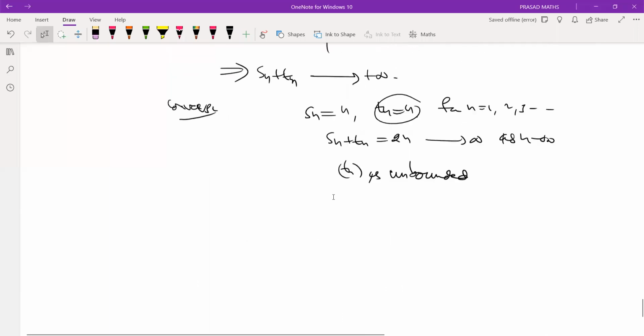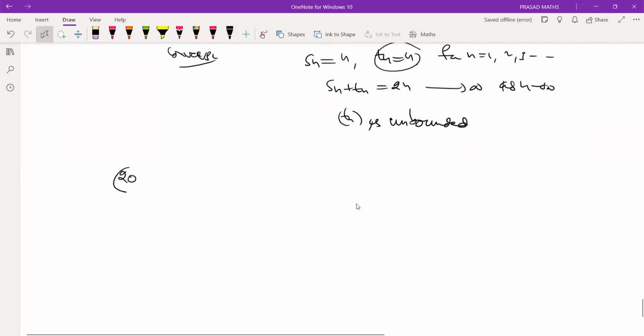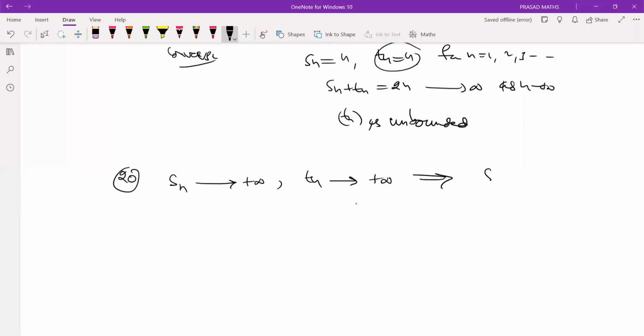Similarly, we can take an analog of this, property number 20. We can take this product: suppose Sn diverges to plus infinity, and suppose Tn diverges to plus infinity. Then Sn into Tn diverges to plus infinity. This is quite possible by the definition, but the converse may not be true.